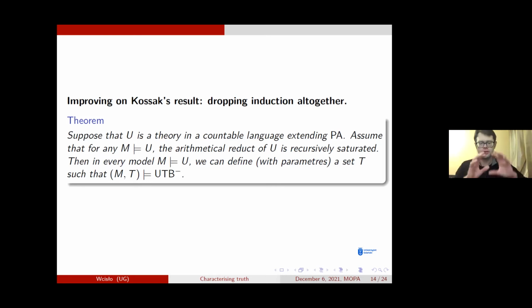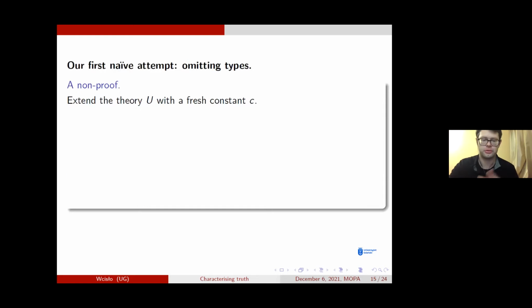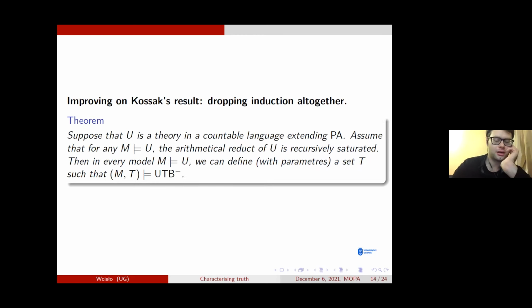So once again, you give me a theory, countable language, extends PA. Actually, here it's enough that it's a fragment. It works fine over S12, or I guess it works fine over S12. I didn't check it, but it definitely works fine over elementary arithmetic. It imposes recursive saturation, then it defines uniform Tarski biconditionals, possible with no induction. How do you prove it?